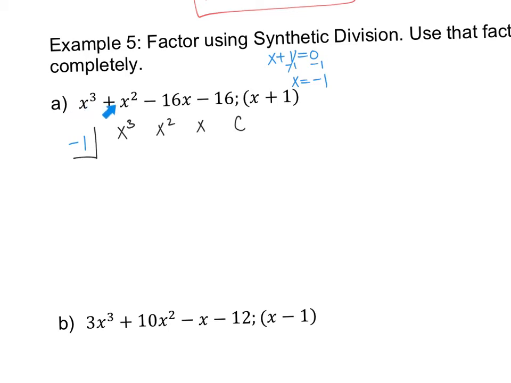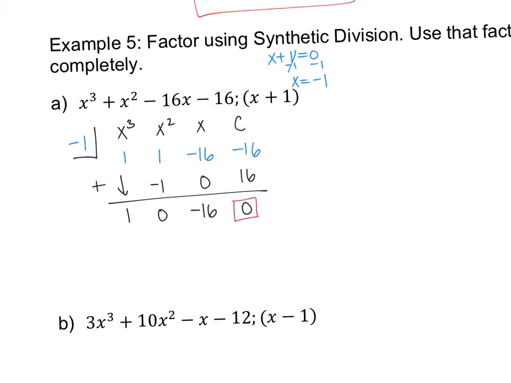So it looks like I have a 1 here and a 1 here. So 1, 1, negative 16, and another negative 16. So from here, I'm going to carry down the 1 first, and then I'm always multiplying diagonally. So 1 times negative 1 is negative 1 that I add vertically. So 1 minus 1 ends up being 0. 0 times negative 1 is 0. So that ends up being negative 16. And then negative 16 times negative 1 ends up being a positive 16. So when I add these two, they end up giving me a 0, so they cancel. And so my remainder is a 0.